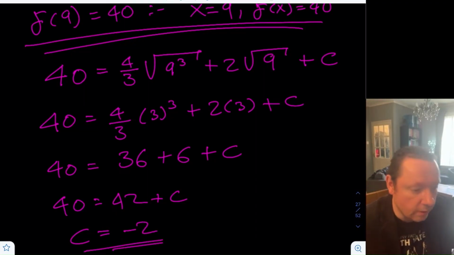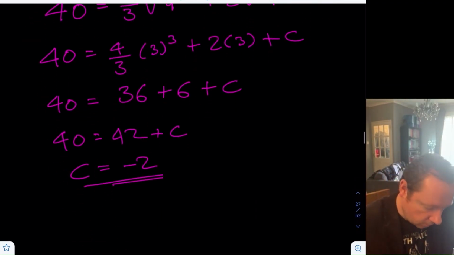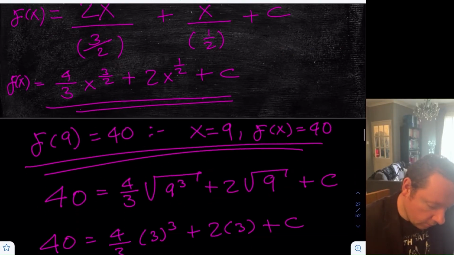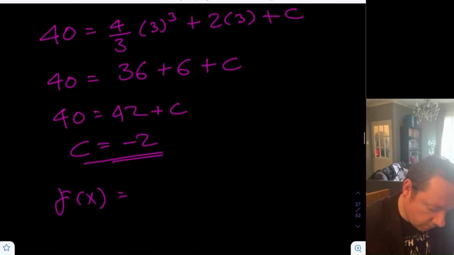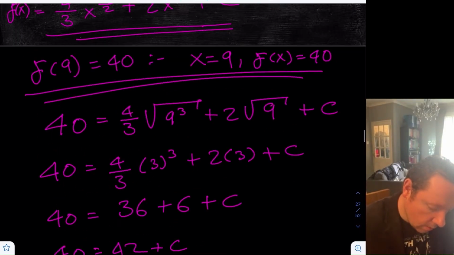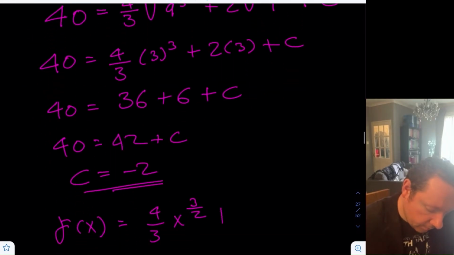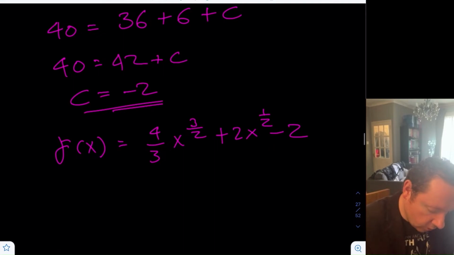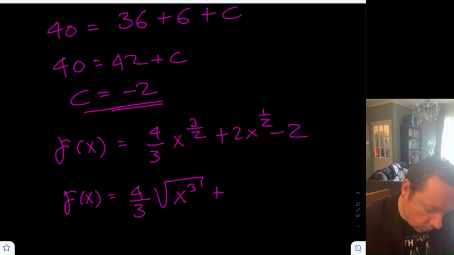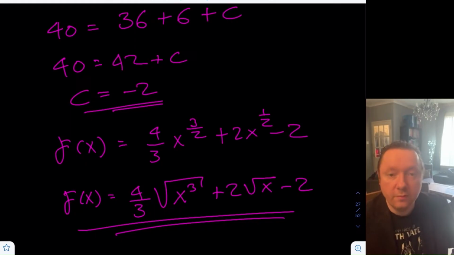So then we can express our f of x. F of x is equal to 4 thirds x to the 3 halves plus 2x to the half, and it was plus c, so minus 2. Or if you've already changed it all, f of x is equal to 4 thirds of the square root of x cubed plus 2 times the square root of x minus 2. Either of the options would be fine.